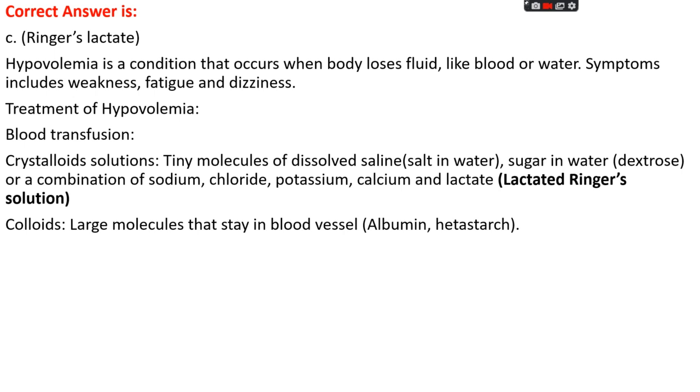Hypovolemia is a condition that occurs when the body loses fluid like blood or water, and it is mainly characterized by symptoms like weakness, fatigue, and dizziness. For the treatment of hypovolemia, we can do blood transfusions, or a transfusion of crystalloid solutions, which include saline, dextrose, or ringer lactate solution. The ringer lactate solution is the best one. Or a transfusion of colloids, like albumin, hetastarch, etcetera.